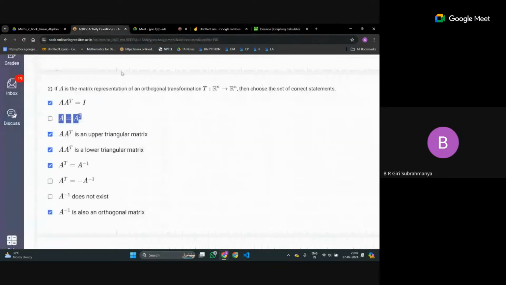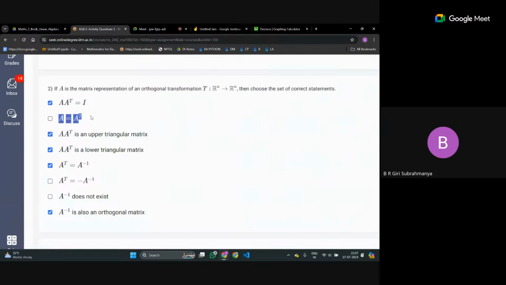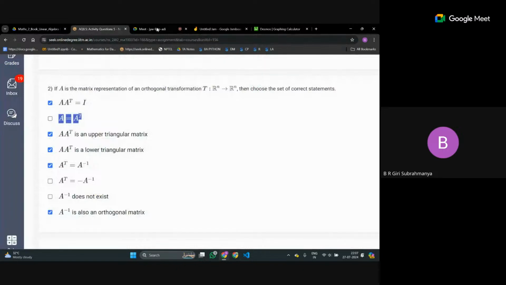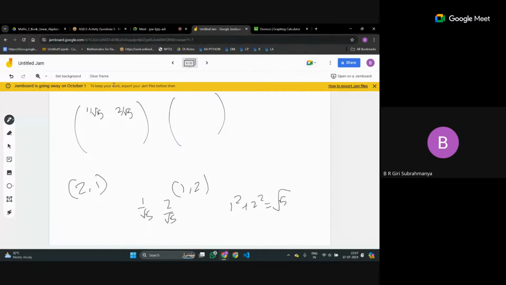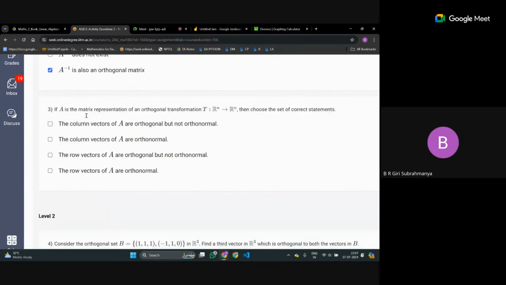Okay, for the second one alone, can we just see at the end of the class, after seeing maybe a few more questions? Fine. Because for the second one, I think we have to prove that this is not always true. Okay. Or we have to prove that this is always true, that is A is equal to A transpose. We'll see this option alone last. Okay. We can go to other questions.